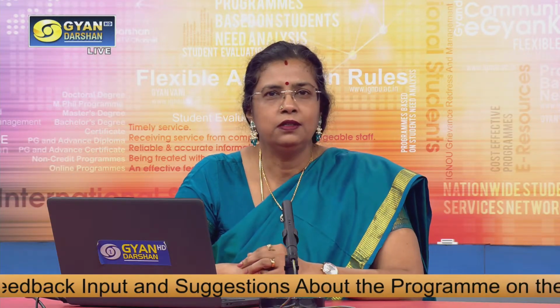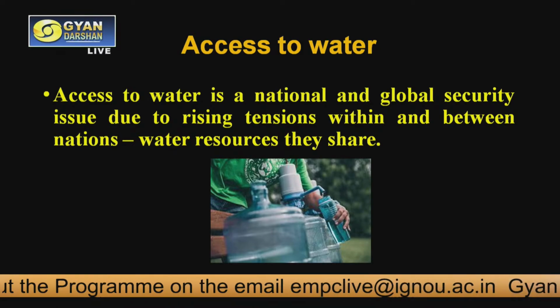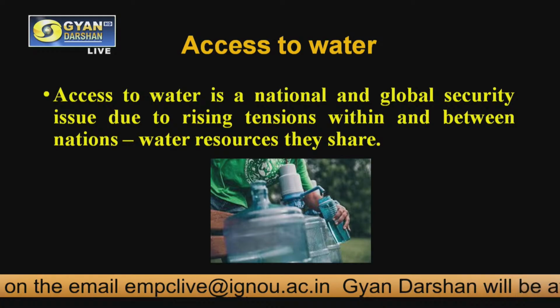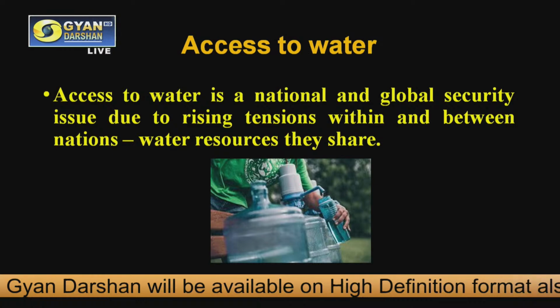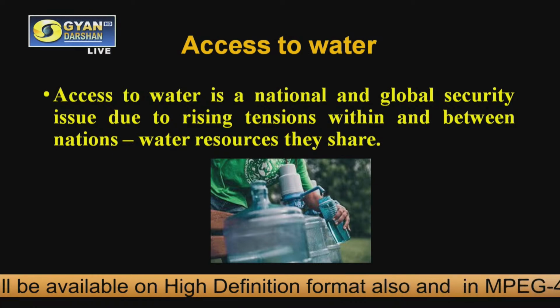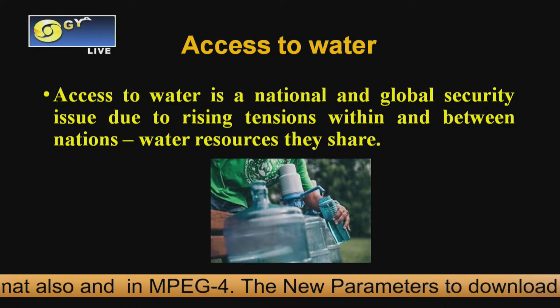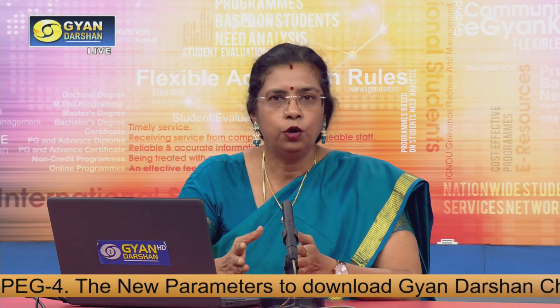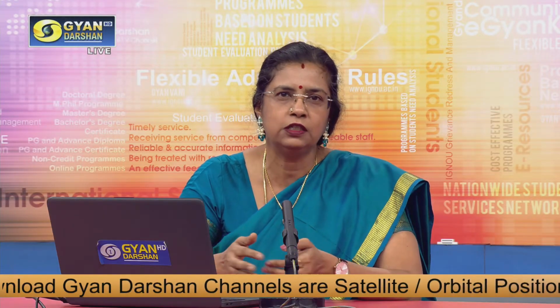So access to water is therefore a national and global security issue, because water and the rivers don't have any boundary. They do not say that this state is mine and this country is mine. They just flow from one region to the other. So therefore, there are rising tensions within the states and also between the states, because the states, the countries and also the districts are all bounded by certain boundaries, but the water resources are shared. So the water flows into two districts, into two states, into two countries, and therefore there are these global problems, and tensions due to water conflicts are there globally.